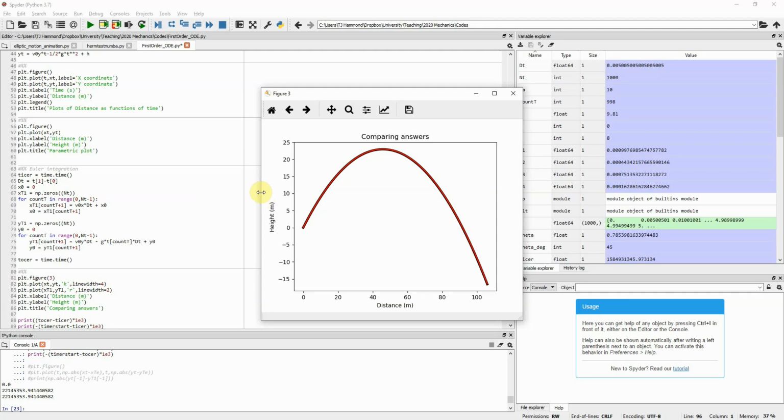So that will be it for the Euler integration, and in the next tutorial we'll be talking about midpoint integration.